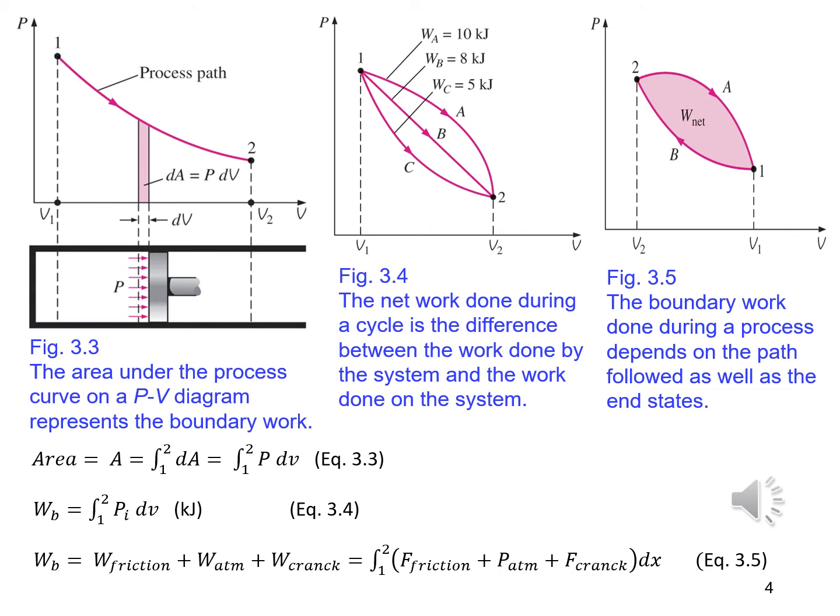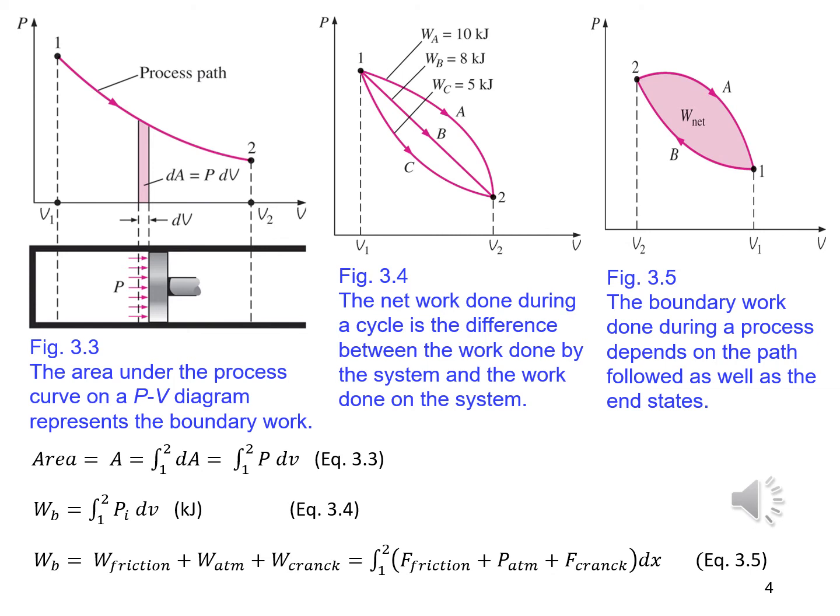In a car engine, for example, the boundary work done by the expanding hot gases is used to overcome friction between the piston and the cylinder, to push atmospheric air out of the way, and to rotate the crankshaft. Therefore, W_B = W_friction + W_atm + W_crank = ∫ (F_friction + P_atm + F_crank) dx from 1 to 2.